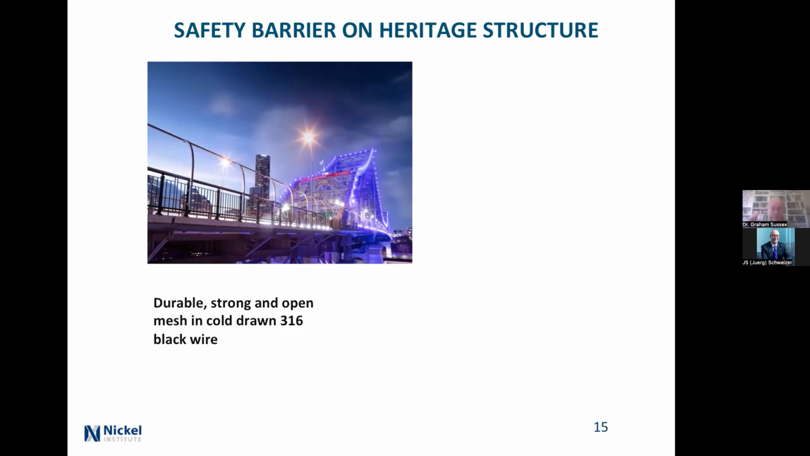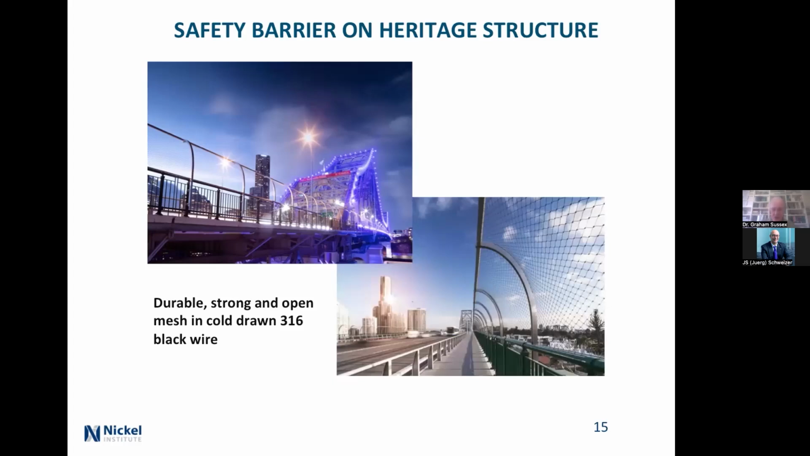And so they rethought it, and they designed this arrangement where you've got supports there bending up and over, and they've got black cold drawn 316 stainless steel because it's a moderately aggressive environment. And so from a distance, as in looking at the left, you cannot see the grill. And on the right, it's basically good enough to stop people climbing over.